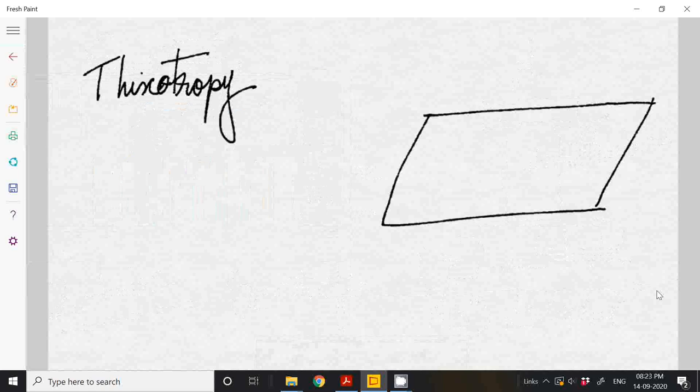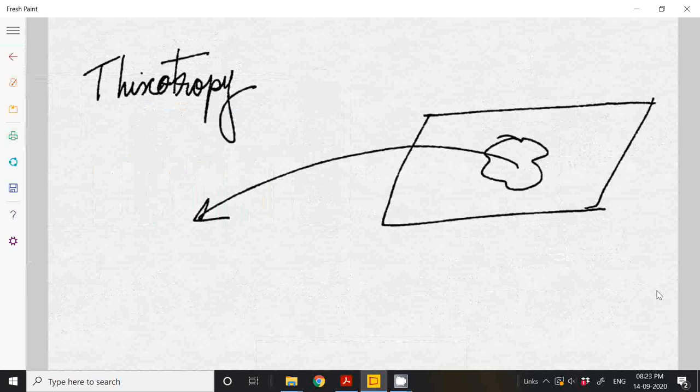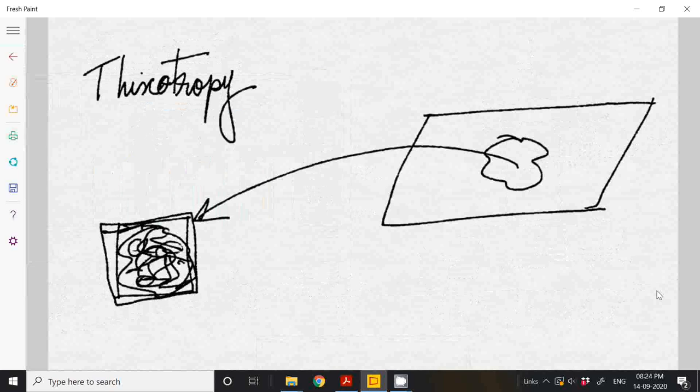Now, another topic is called thixotropy. Suppose this is a site, and from here you take a certain sample of soil to your lab. So in the process, suppose you have tempered with the soil, you have given it disturbance, isn't it? You are making it into different shapes, suppose. You are shaping it, giving some disturbance, and ultimately, when it gets disturbed, its strength is changed. So when it gets disturbed, its strength changes.